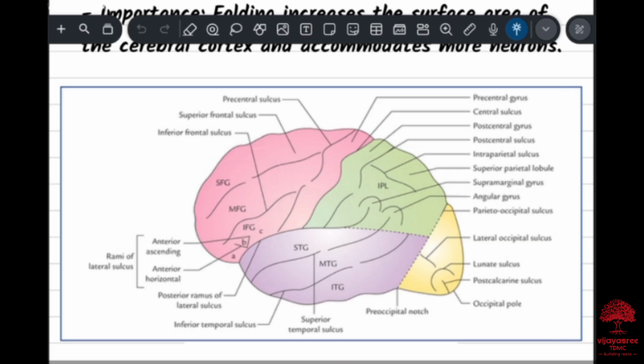And also the superior and the inferior frontal sulci. This is the superior and the inferior frontal sulci that form the frontal gyri. Then comes the intraparietal sulcus, that is this one. It forms the superior parietal lobule and inferior parietal lobule. Then the important functional areas and the gyri.